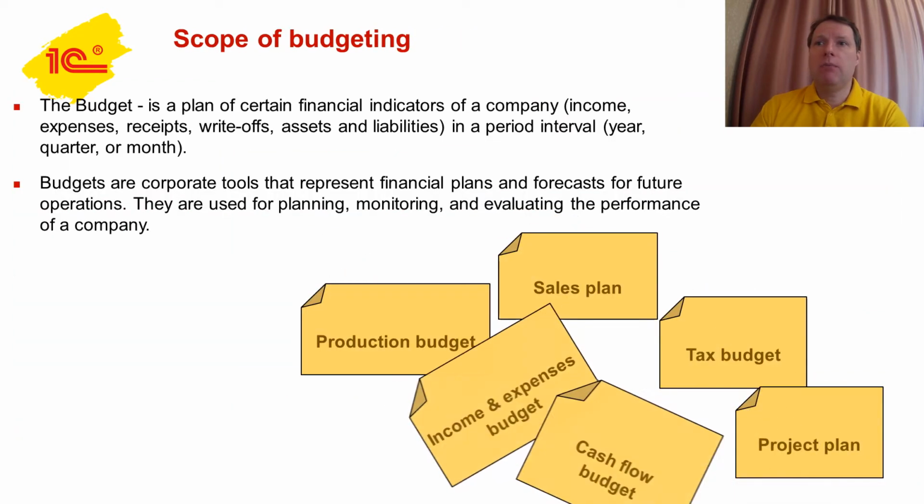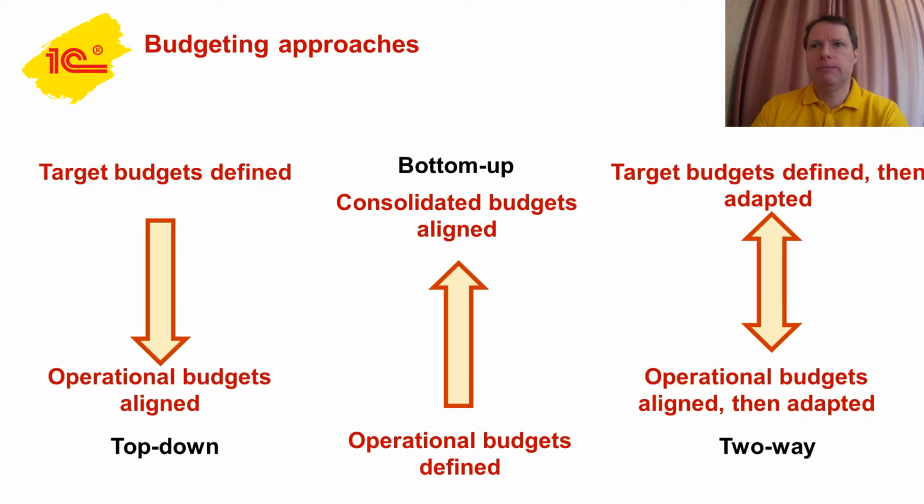Let's see what the budget and budgeting are. The budget is a plan of financial indicators of a company, like income, expenses, assets, and others, in a period interval: year, quarter, month, maybe week. Budgets are corporate tools that represent financial plans and forecasts for future operations. They are used for planning, monitoring, and measuring the performance of a company.